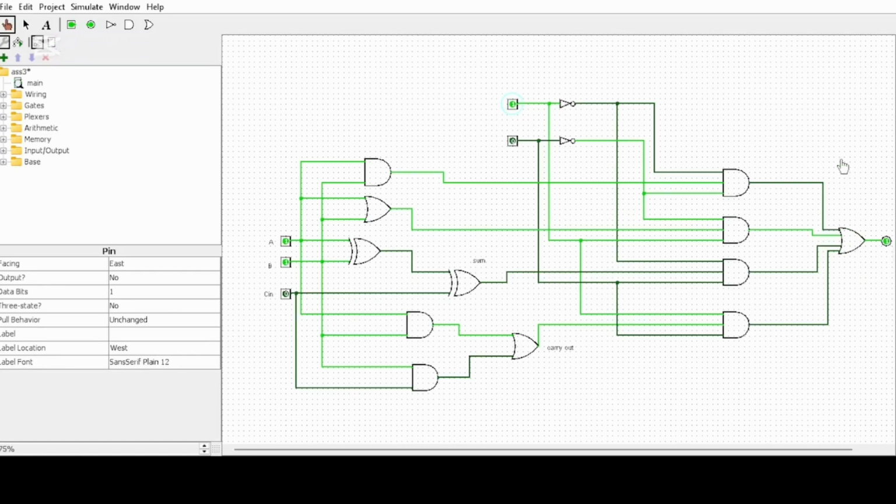So that we don't get confused, this is all about how a full adder works, and also explaining a little bit about the multiplexers.